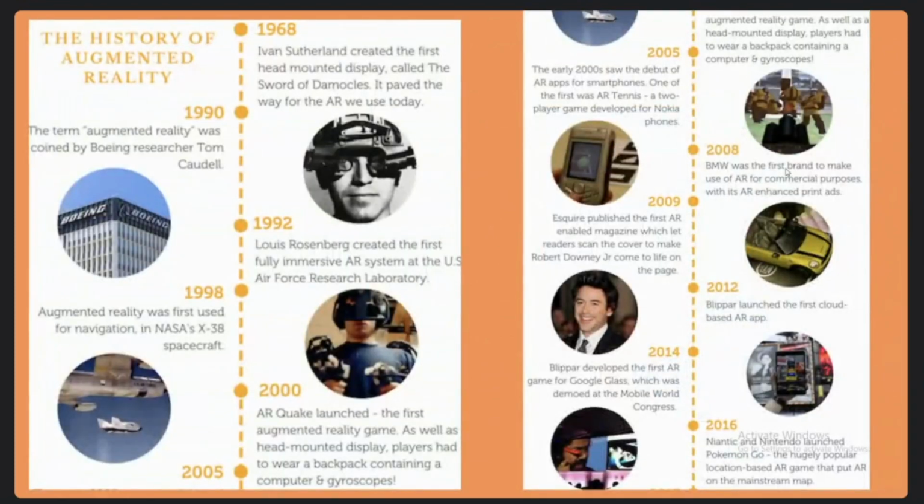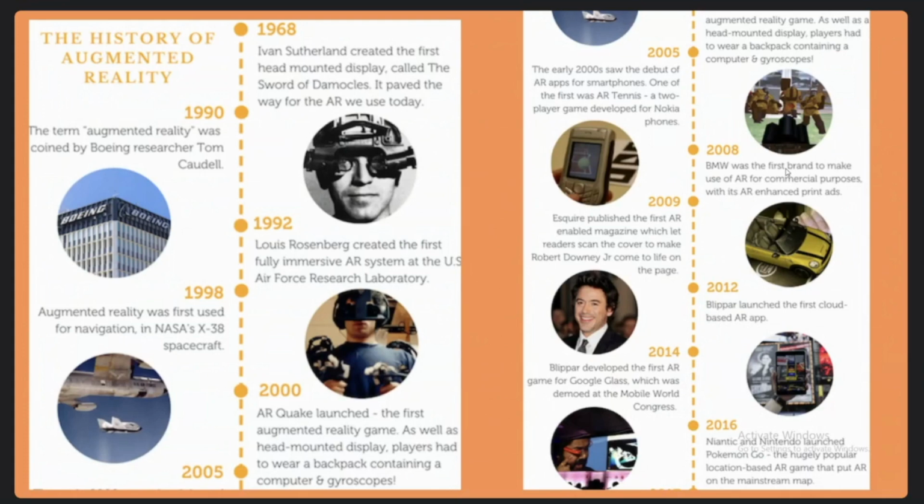So we have a history for AR. The term was first coined in 1968 by Ivan Sutherland, and he also created a device called the Sword of Damocles, which was actually very heavy. The next development was in the 1990s, when the term was coined by researchers, and in the following years this development went on.